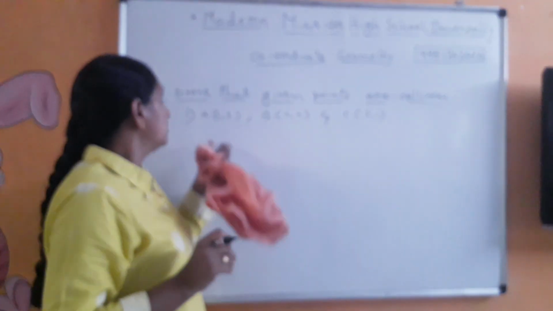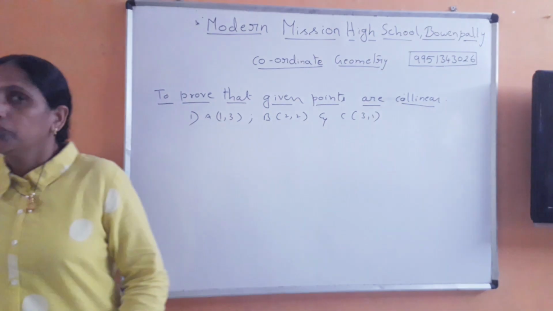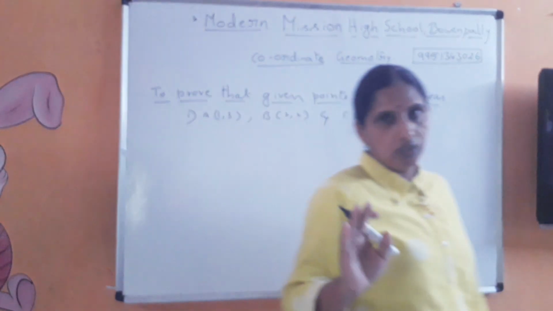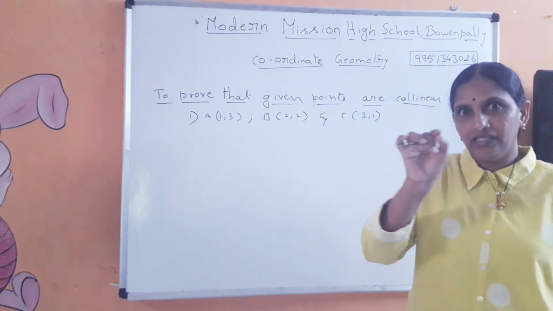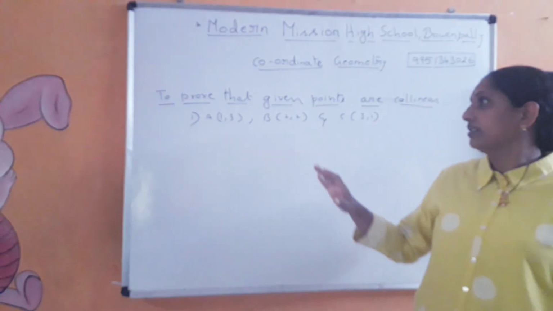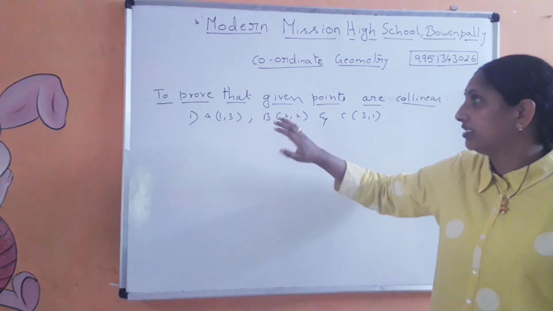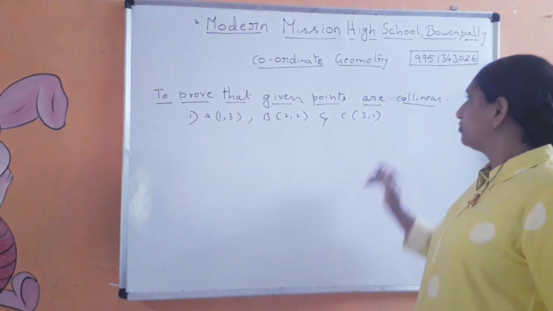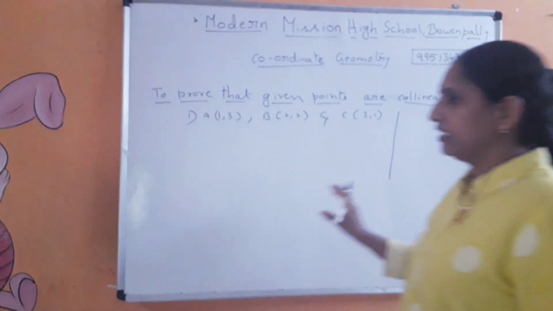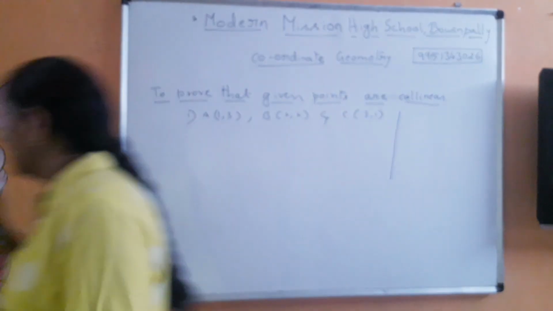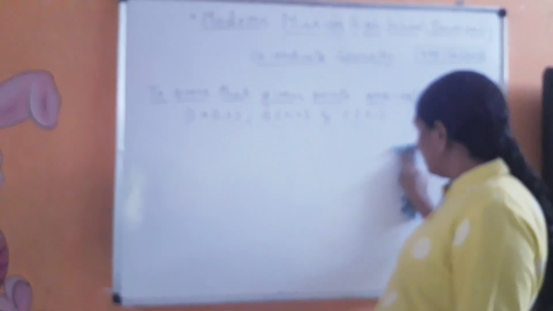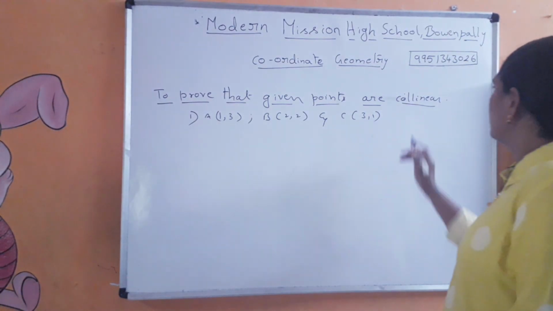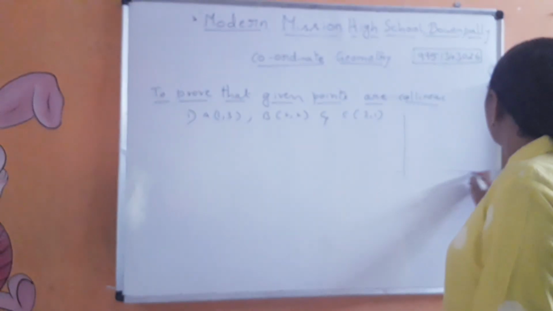Yes, done? Okay. We shall go with the next part, that is to prove that given points are collinear. What do you mean by collinear? All the given points lie on the same straight line. Here the case is A (1, 3), B (2, 2), C (3, 1). First let us understand how to draw the diagram here, and from the diagram itself it will be clear for us whether they are collinear or not. Then afterwards you can prove it using the standard formula.